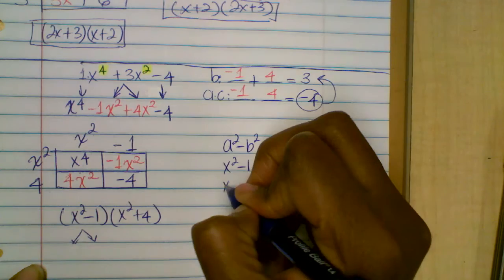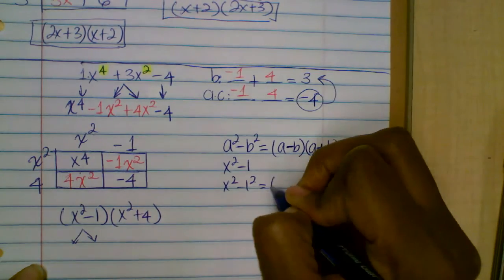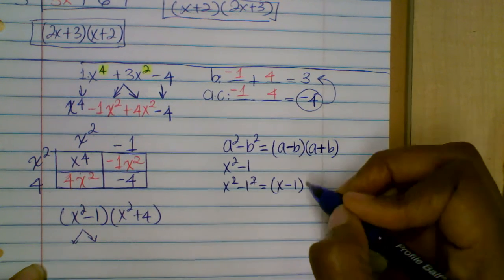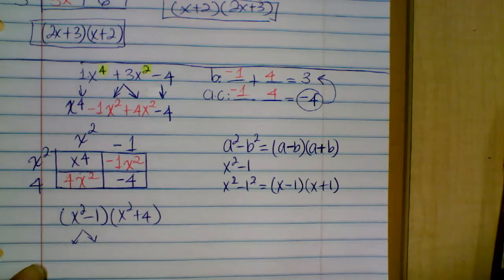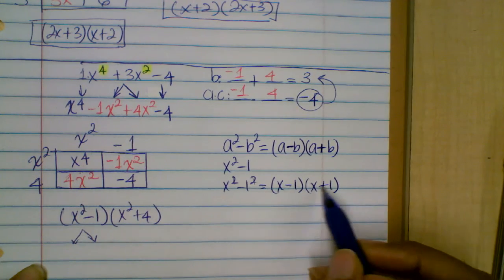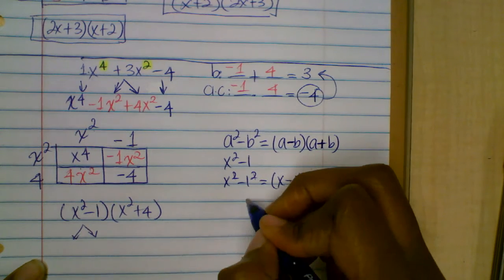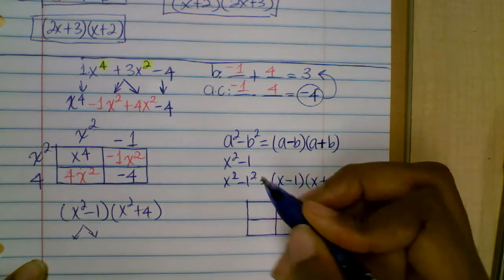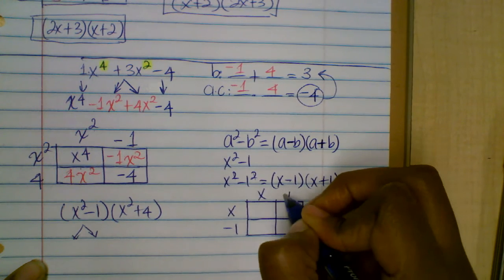And remember, 1 can be written as a square, which is 1 squared. So its factor form is going to be x minus 1. Remember, you want to drop the squared. And then if you have minus, the next is going to be plus 1. So if you multiply these together, you end up with x squared minus 1. And let me show you what I mean by this. So let's multiply. You end up with x minus 1 and x plus 1.